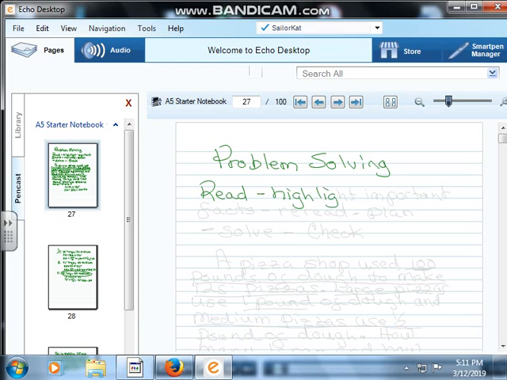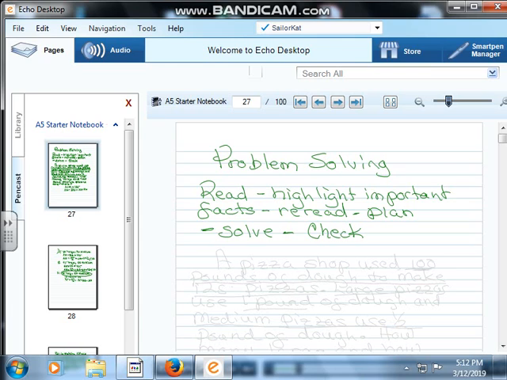highlight important facts, and it's good to reread the problem, plan how you're going to solve it. Do you divide? Do you multiply? What do you do? Solve it. And last thing is to check it. If you come out with a 200-pound pizza, you're probably wrong.